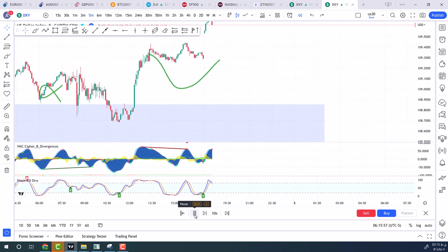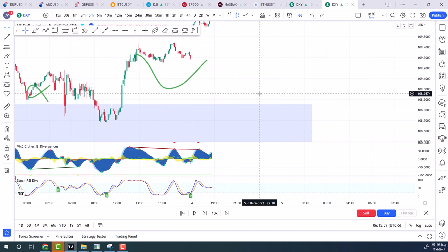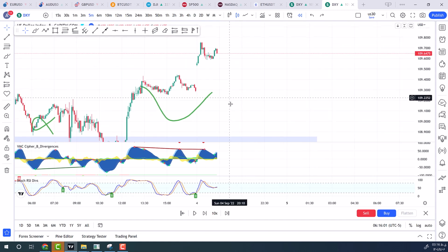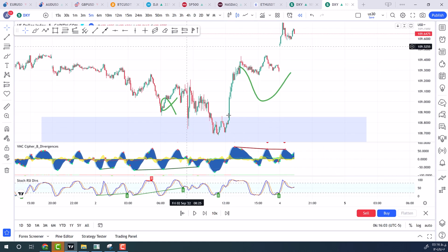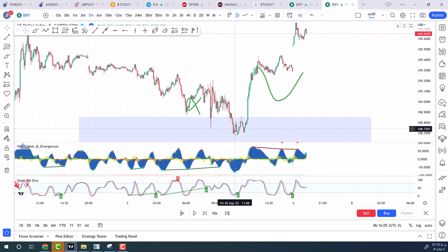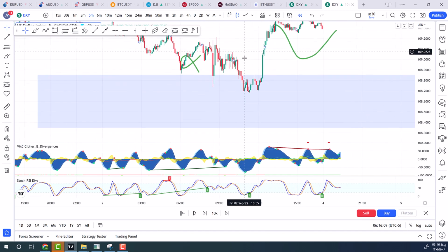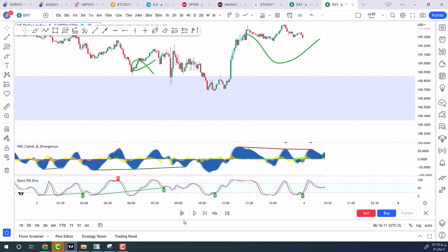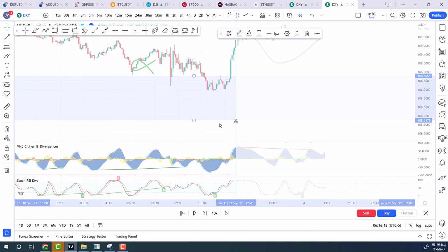I don't think it will happen. Let's see. Anyway, our concepts work well, and that is important for us. Oh, we had a divergence. I'm sorry, I didn't see that here.